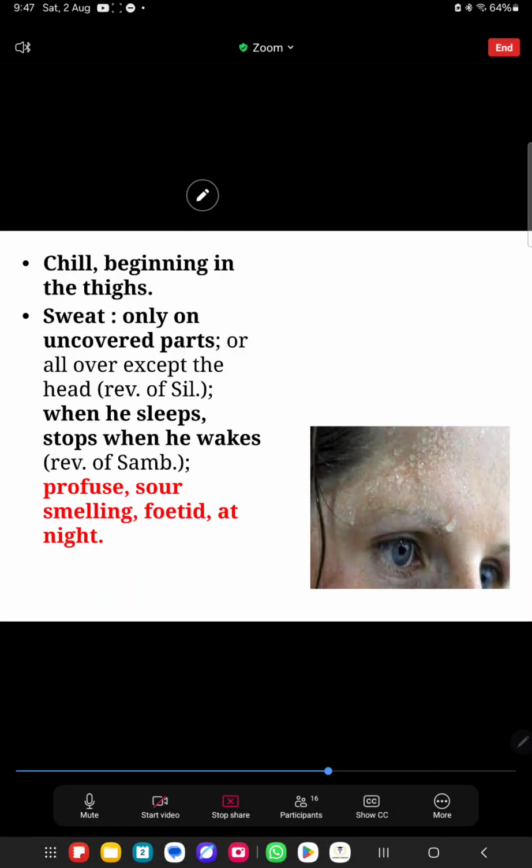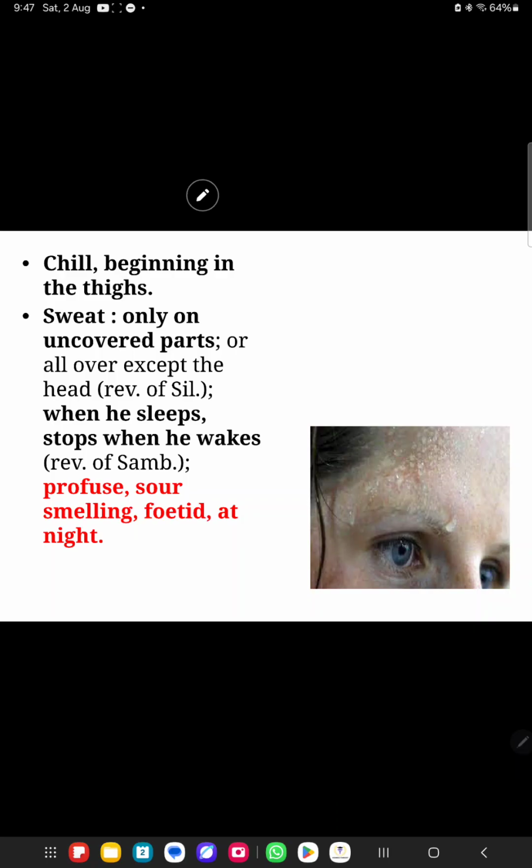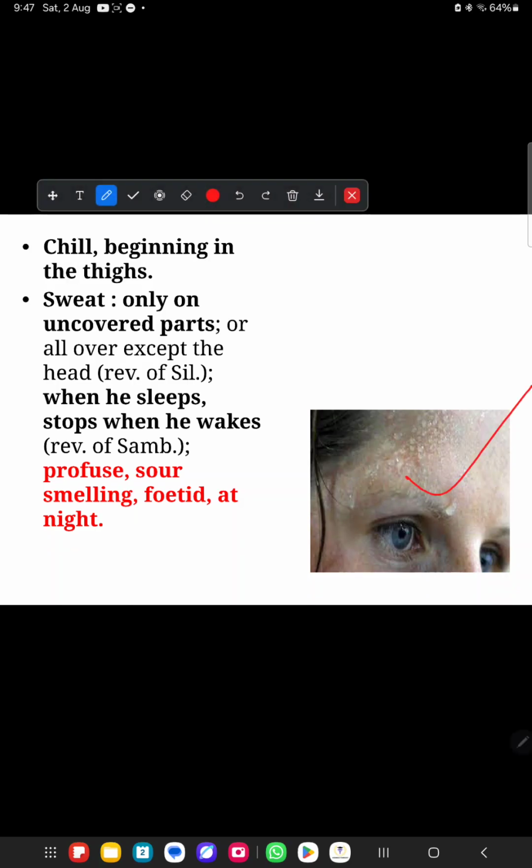Chill beginning in the thigh. Suppose the patient is coming to you and saying chill beginning, especially a cold feeling in the thigh, then we can think about this medicine. And if there is sweat, especially on uncovered parts, over the forehead, or all over except the head, when he sleeps or stops when he wakes, and profuse sour smelling, offensive sweat at night, then we can think about this medicine. But if there is profuse sweat during waking hours, the medicine is Sambucus nigra.